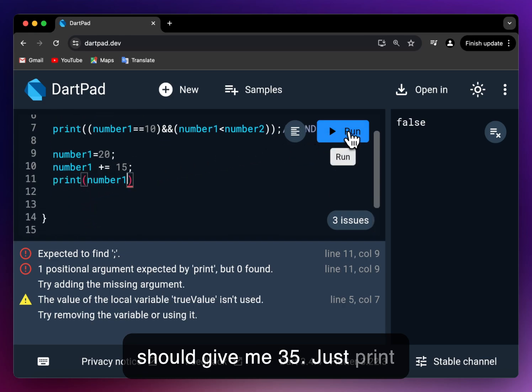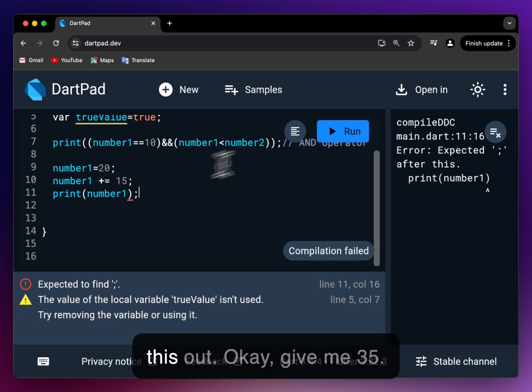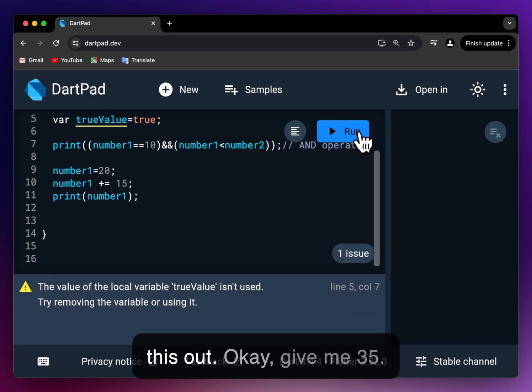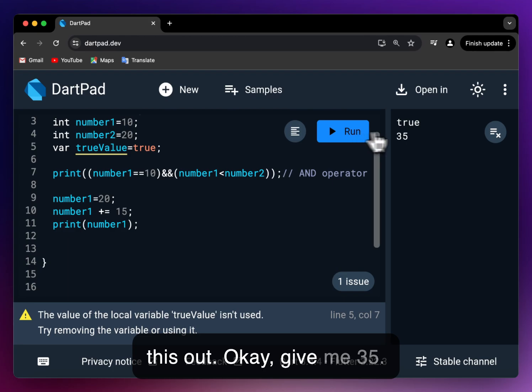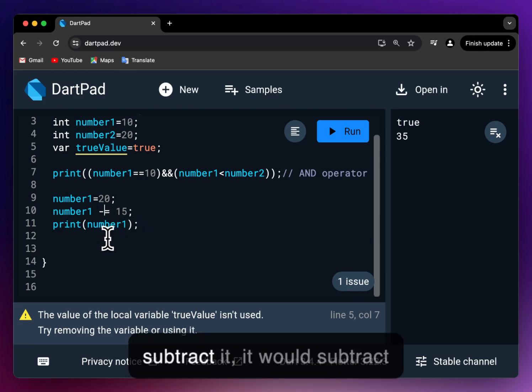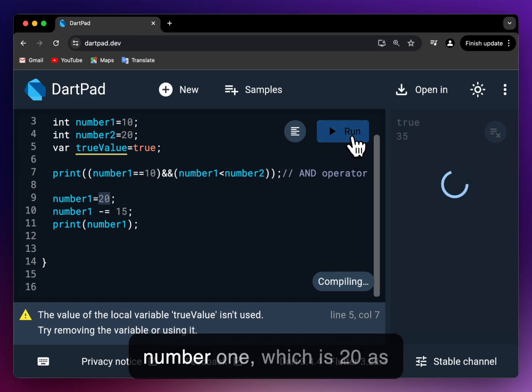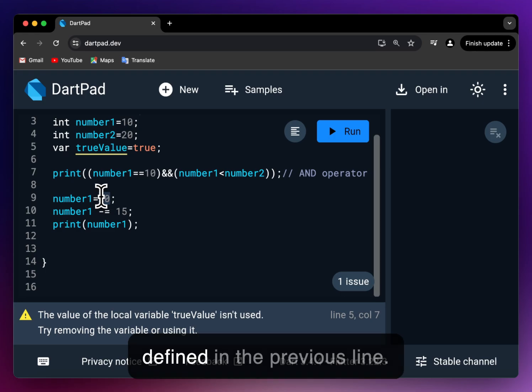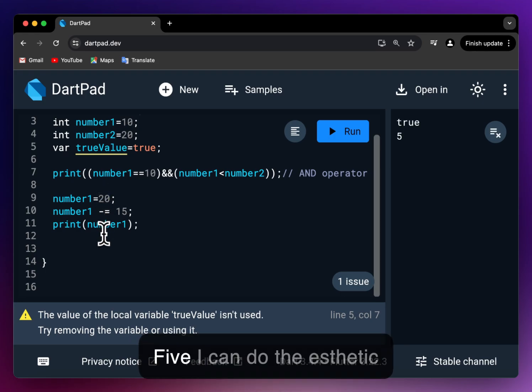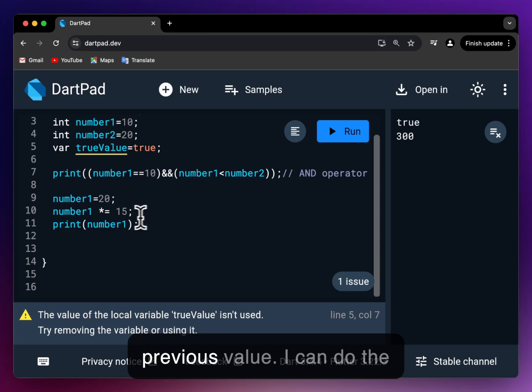Let's just print this out. Okay, I missed a semicolon. Okay, it gave me a 35. And the same thing you can do with other operators. If I subtract it, it would subtract 15 from the current value of number 1, which is 20 as defined in the previous line. I can do the asterisk equals, and it would multiply the previous value.